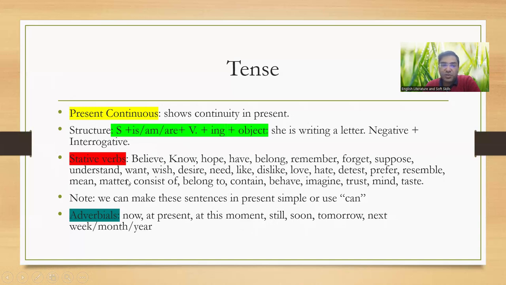I'm forgetting you, supposing, understanding, wanting, wishing, desiring, needing, liking, disliking, loving, hating, detesting, preferring, resembling, meaning, mattering, consisting, belonging to, containing, behaving, imagining, trusting, minding, tasting. So these verbs cannot be used in present continuous. Whenever you are framing a sentence based on present continuous, take care of these verbs. If you want to make a sentence with, for example, believing, instead of "I'm believing you," you can say "I believe you" or "I can believe you." Make the sentence in present simple, not in continuous.